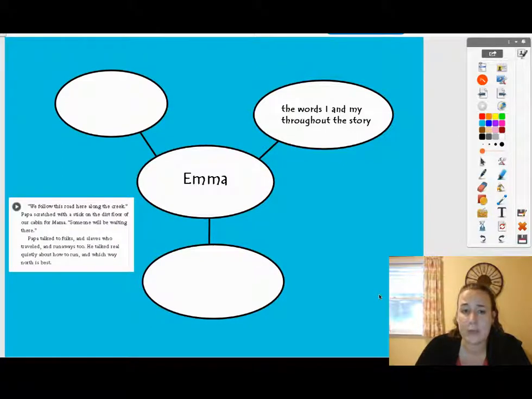We followed this road here along the creek. Papa scratched with a stick on the dirt floor of the cabin for Mama. Someone will be waiting there. Papa talked to folks and slaves who traveled and runaways too. He talked real quietly about how to run and which way north is best.